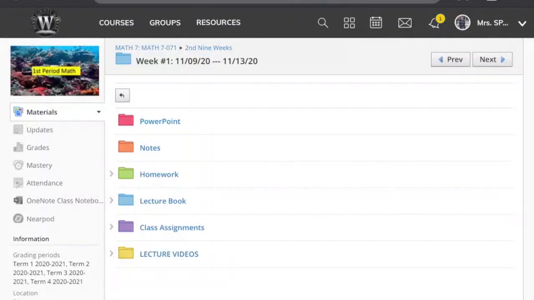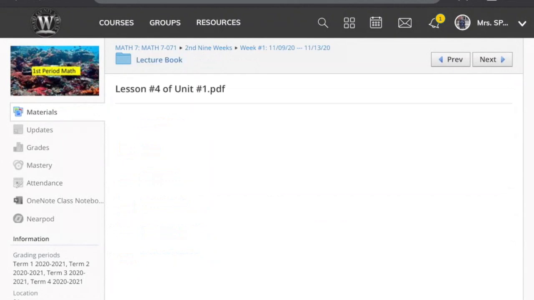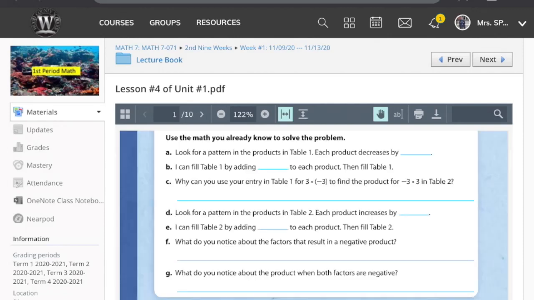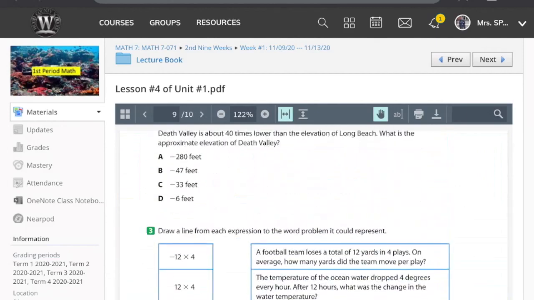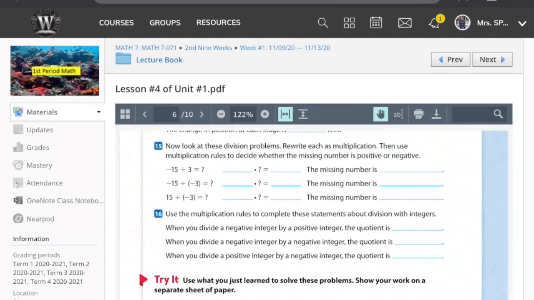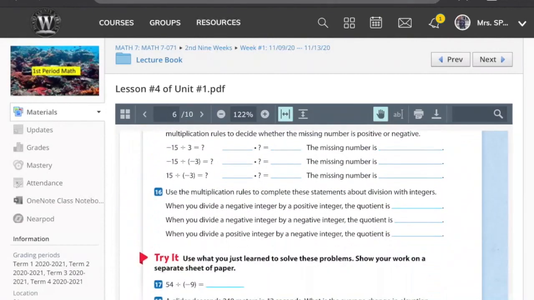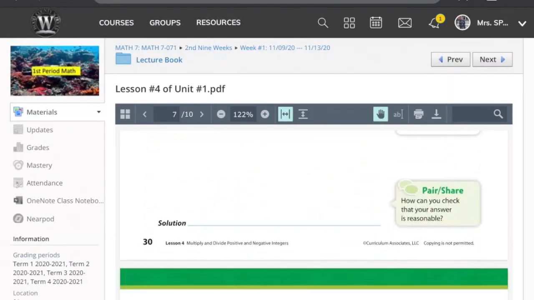So now you made it to the lecture video. Click on lecture book, and when you click on lecture book, you're going to click on lesson 4 of unit 1. Today we're going to be discussing pages 28 through 33. What I want you to do is pull this up on an editing software, so something where you can edit this paper and submit it after you're done.